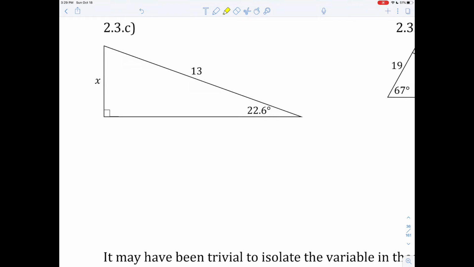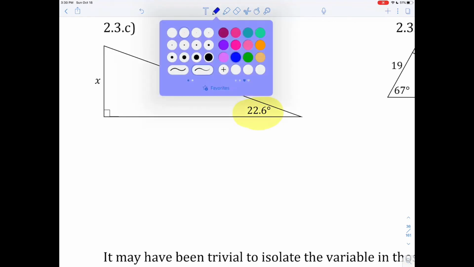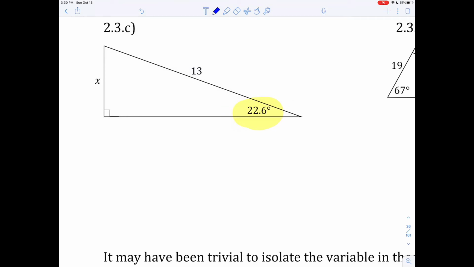Try this one on your own as well. In this question, we are dealing with this angle here, which is 22.6. I'm going to label all of my sides according to that specific angle. My hypotenuse is always my longest side, opposite my 90-degree angle. Opposite to my 22.6 is my x. And adjacent to my 22.6 degrees is this side here.